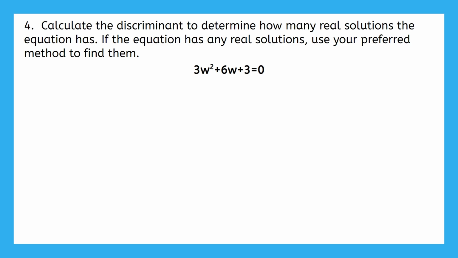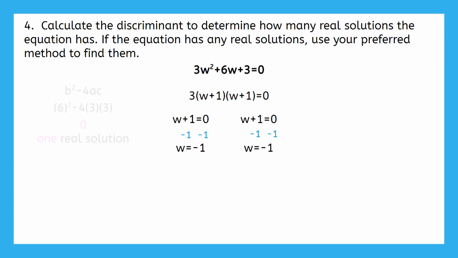So, how many solutions will this equation have? The discriminant is 0, so it will have one real solution. Now that we know how many solutions to expect, we can solve. You may have noticed that you could factor this equation, and if you did, your work may have looked something like this. Notice how both factors of this expression led us to the same answer of -1, proving that this equation has one real solution.